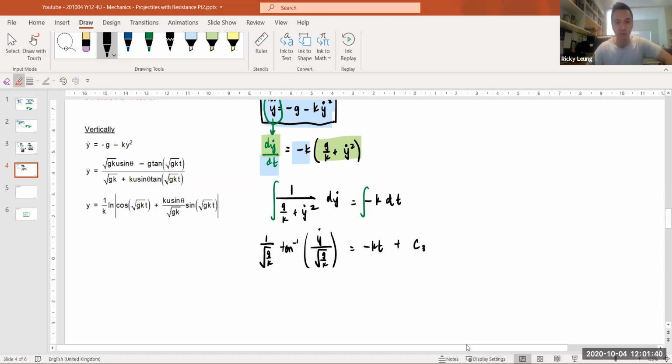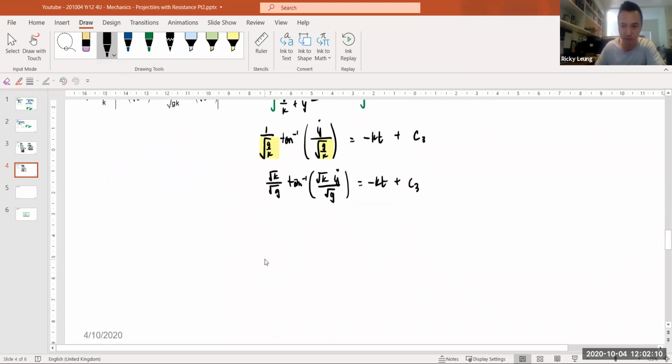So before I sub in my initial conditions, maybe clean these two fractions up a bit. It just looks a bit scary right now. So that becomes root k on root g tan inverse of root k v on root g, minus kt. Okay, here we are, we're ready to sub in our constant.